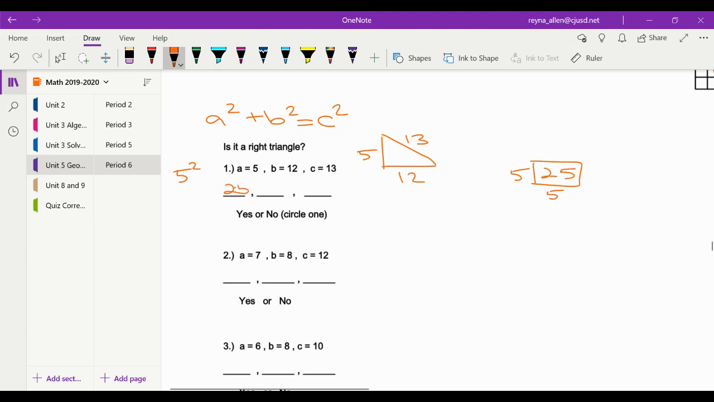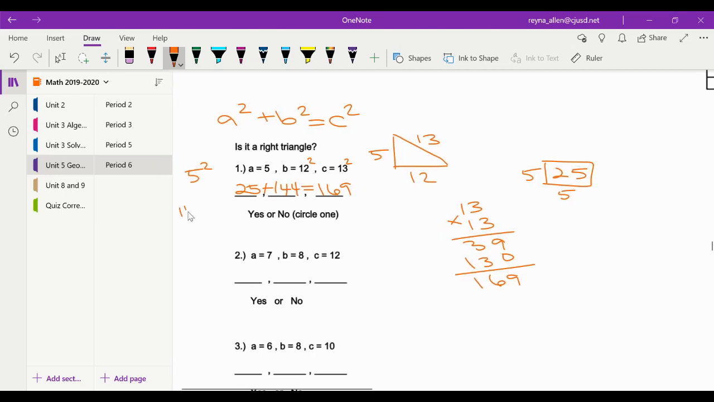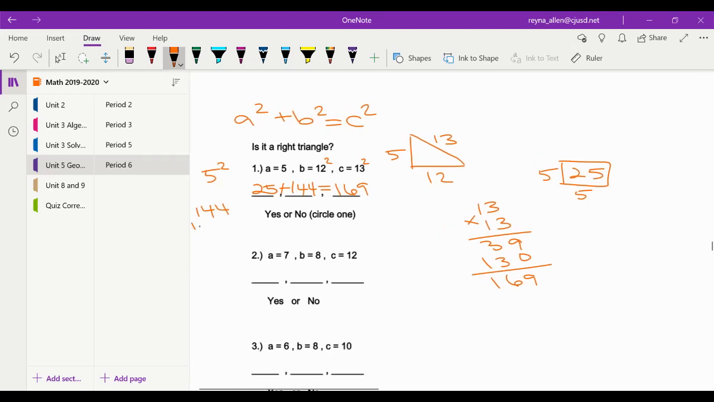Okay, so 25 plus, now we're going to do 12 squared. 12 times 12 is 144. And then it's saying, is this equal to 13 squared? Okay, well, 13 times 13, 169. Okay, so 13 squared is 169. So now we have to add these together. 144 plus 25.